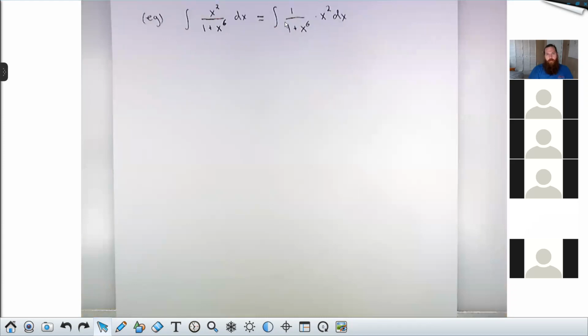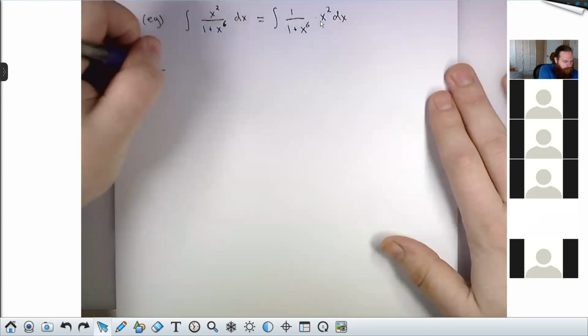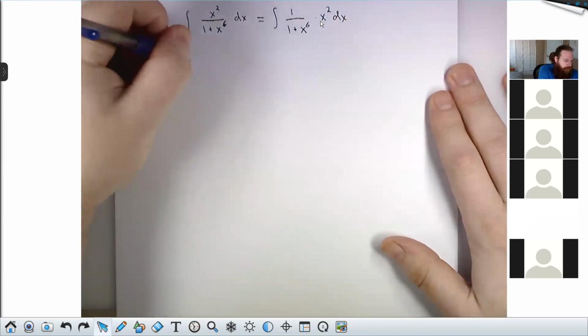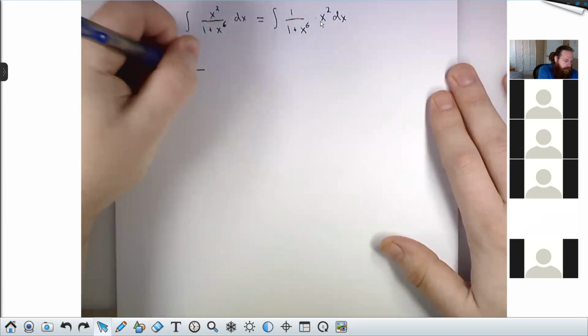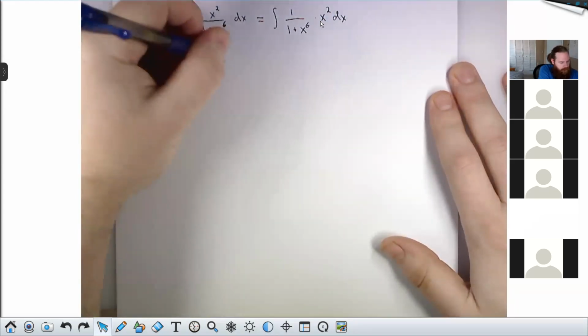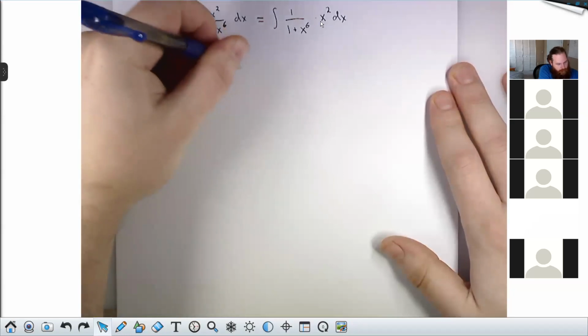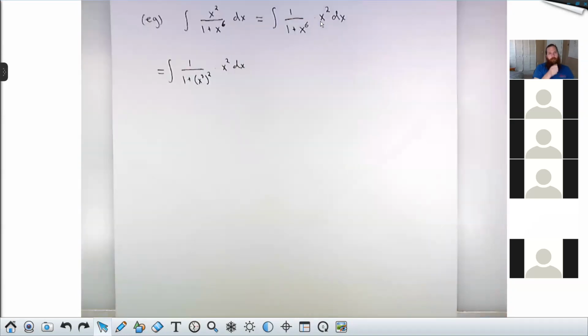And remember, arctan is 1 over 1 plus x squared. But this doesn't look like that. Can I write this as the square of anything, though? Yeah, x to the 6 is x cubed all squared. And this is pretty much the derivative of x cubed. So one more little rewrite. And we're on our way. So from here, I can tell what to do.